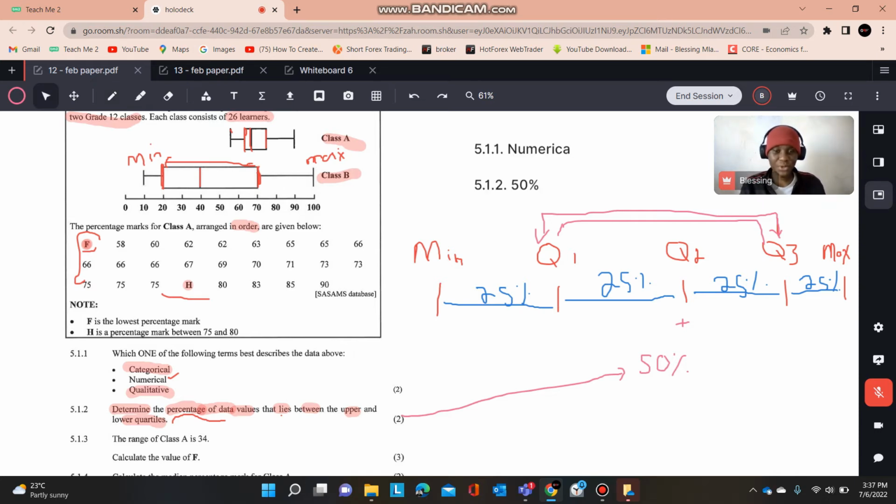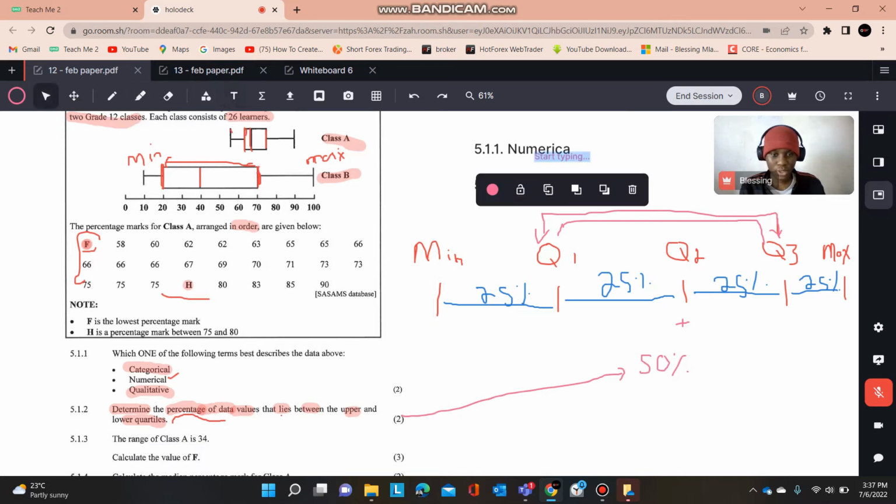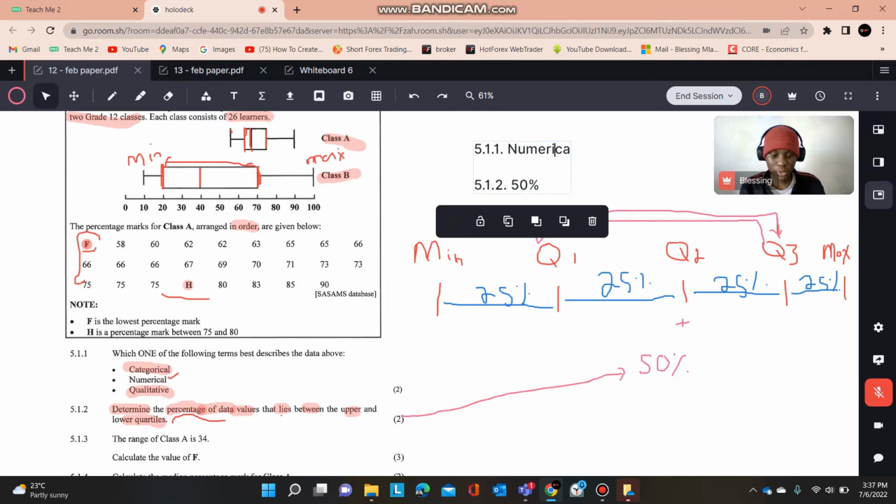So I'm quickly going to write the answers over here. Let me just write them real quick. The answer for 5.1.1 is numerical, and the answer for 5.1.2 is 50%, and I just explained why. And let's move to 5.1.3.